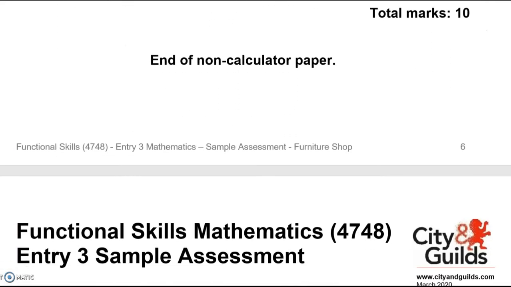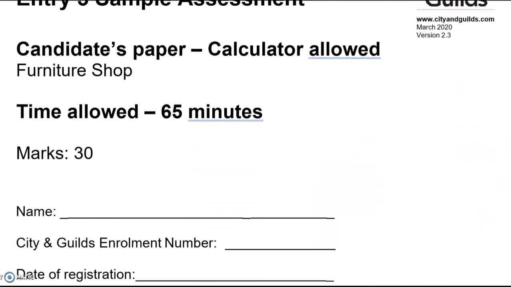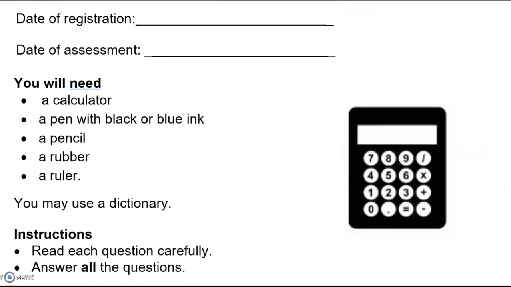This is the end of the first part. From now on, you can use a calculator. There are 30 marks for this part.